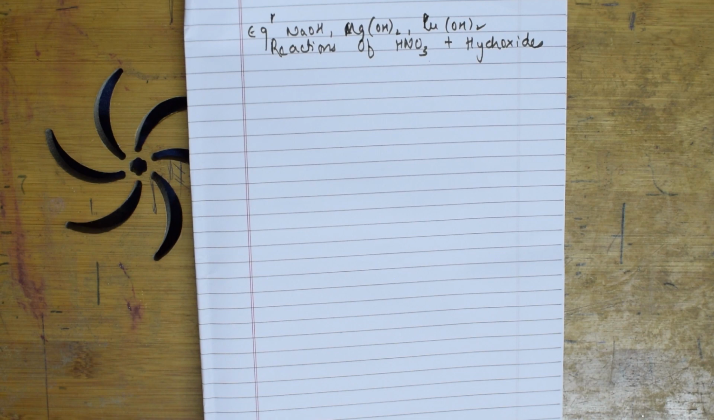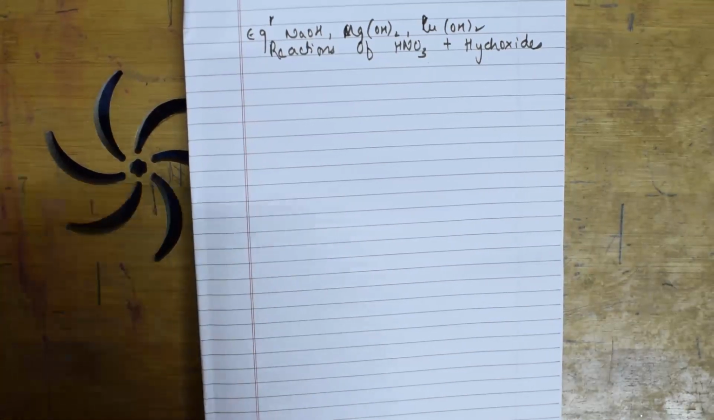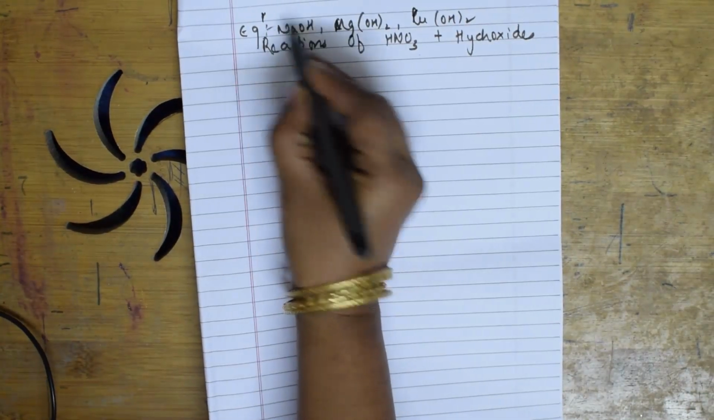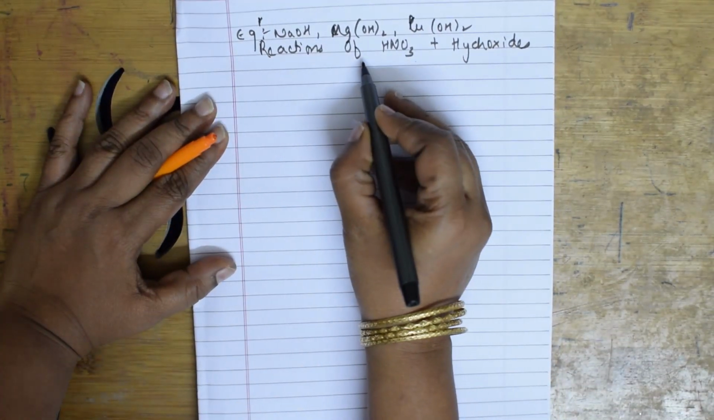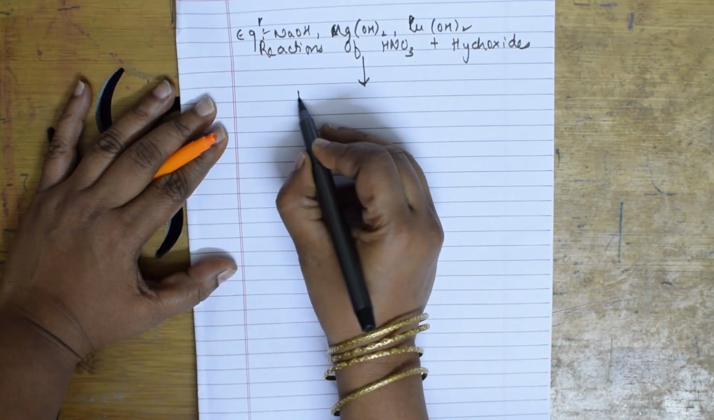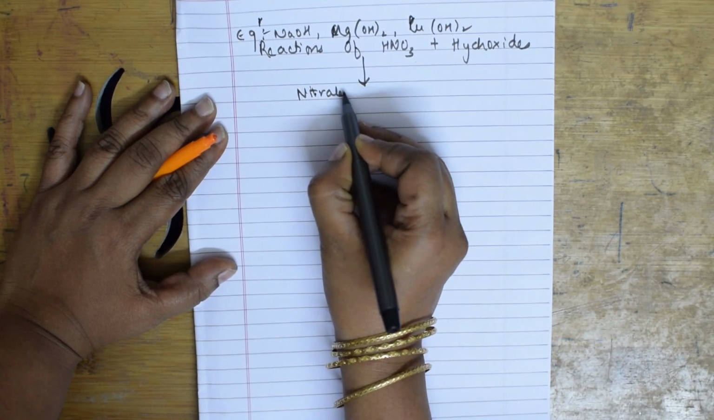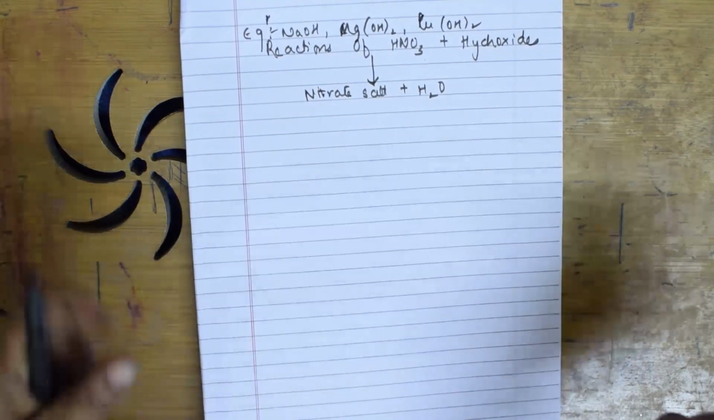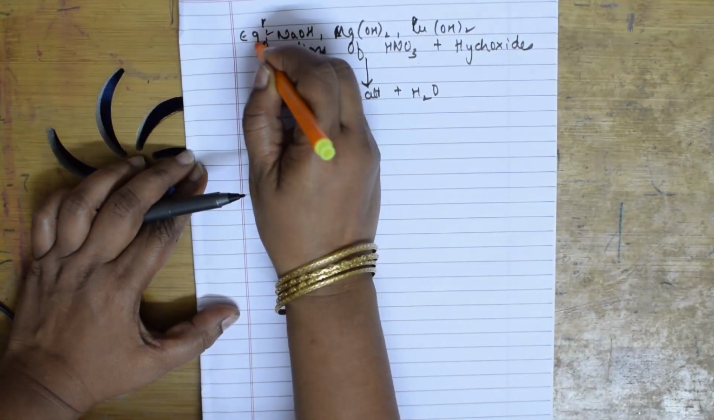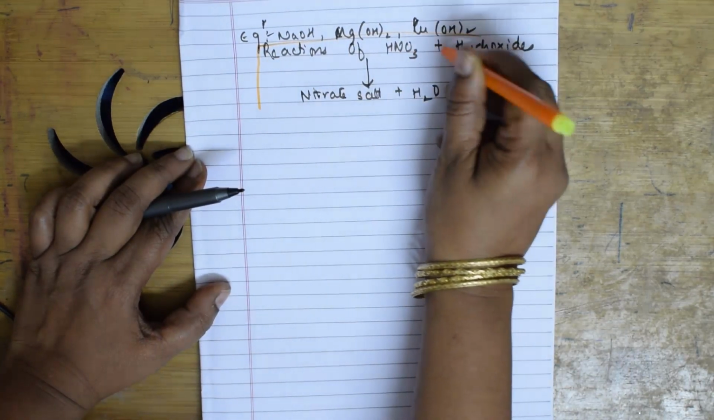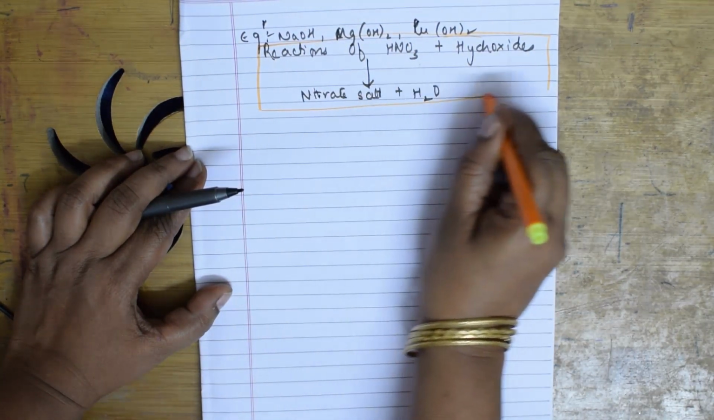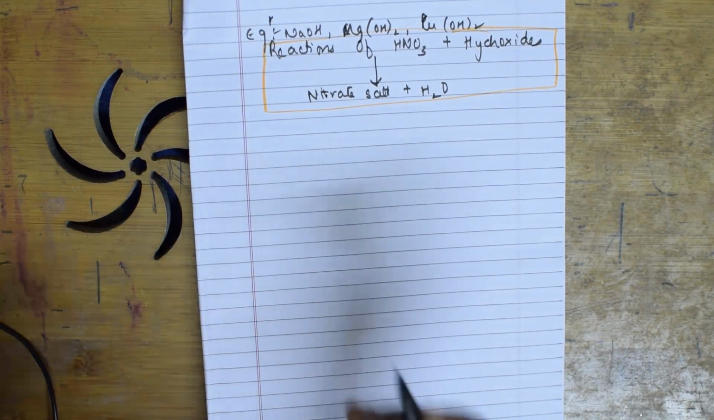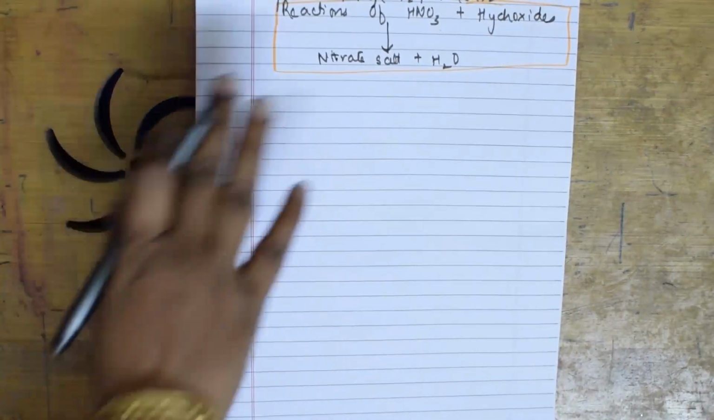Suppose I take these examples and I am reacting, so let me move the page down. We have written sodium hydroxide, magnesium hydroxide, copper hydroxide. What are the products from the reactions of nitric acid plus hydroxide? Always remember, you get nitrate salt plus water. Right, students? Earlier also we have seen that same thing. So whenever hydroxides react with nitric acid, you'll be getting nitrate salts and water. Let us see how to write that with examples. Hope the page is clear.